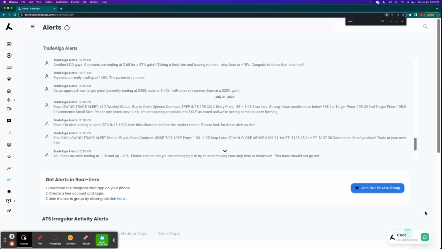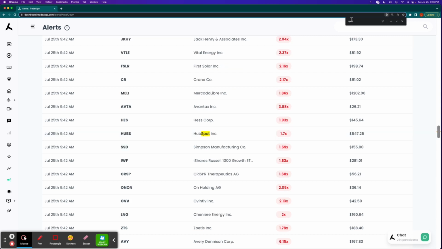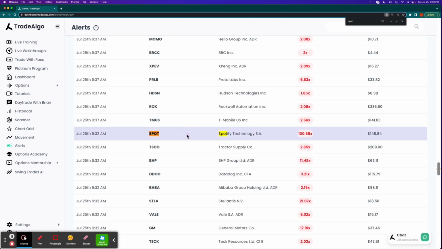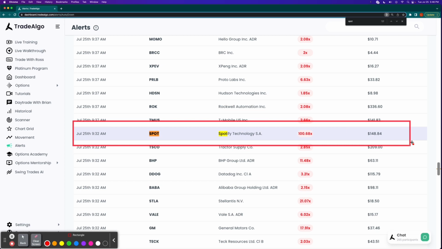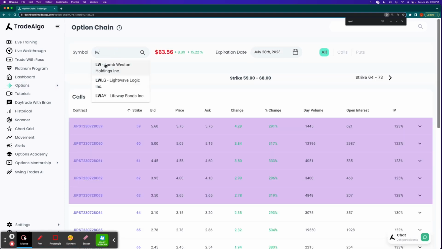On the alerts tab, you can see that LW is identified at 9:32 a.m. Eastern Standard Time with 15 times the average amount of bearish volume. And for Spotify, you can see that that one was identified at 9:32 a.m. Eastern Standard Time, right here on the trending downside of the equation, with 100 times the average amount of bearish volume. Let's go to the options chain and let's check out LW first and then Spotify.